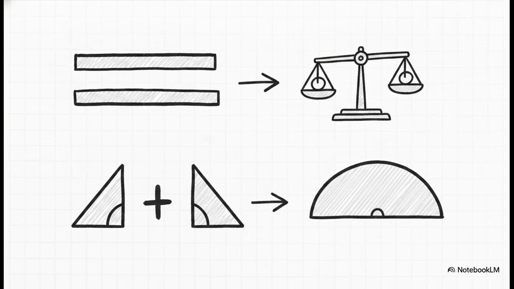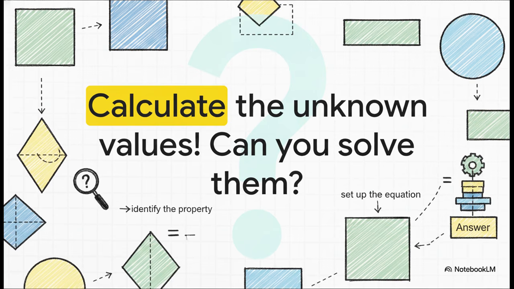What if they give you expressions for two consecutive angles? You know the rule is that they add up to 180, so you just write it out. Angle 1 plus angle 2 equals 180 degrees. See? You're literally just turning geometry rules into algebra sentences. And now it's time to prove it.